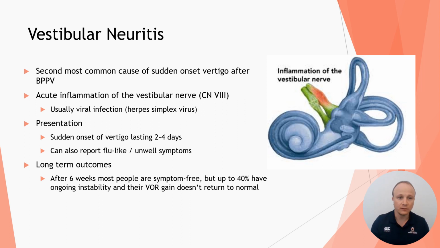Most people will present with a severe sudden onset of vertigo, lasting somewhere between 2 to 4 days. Not always, but sometimes people also report flu-like symptoms and a general sense of feeling unwell. But typically, these people are extremely dizzy, very unsteady, quite nauseous. It's quite a memorable period for this patient because they feel really, really unwell.